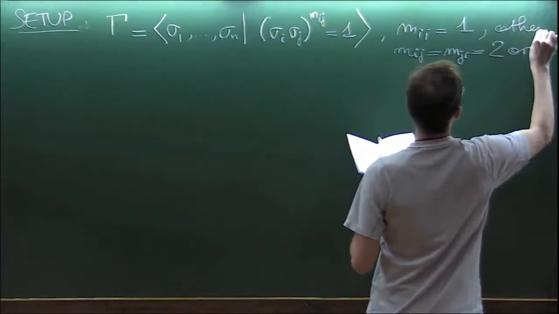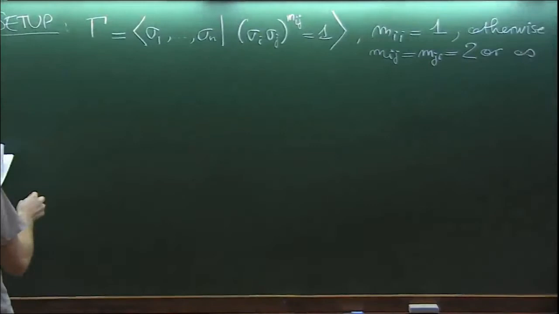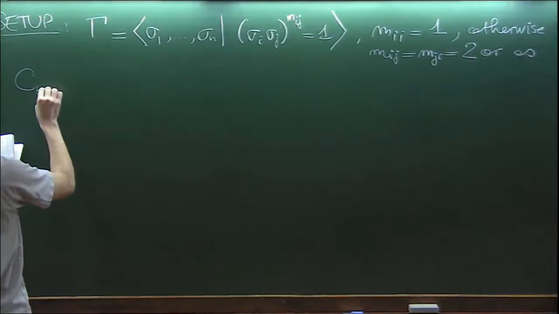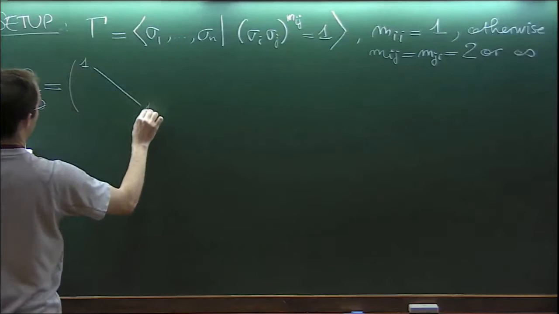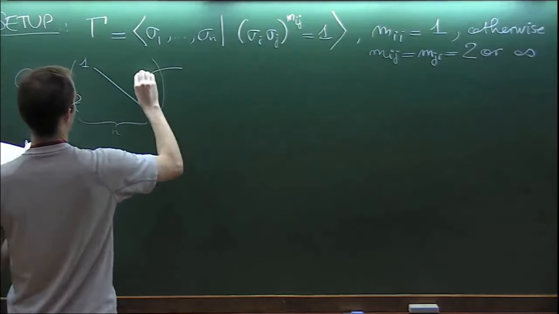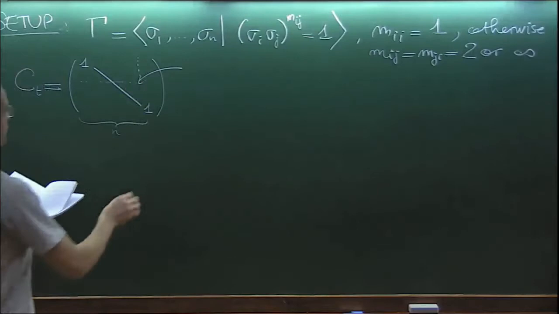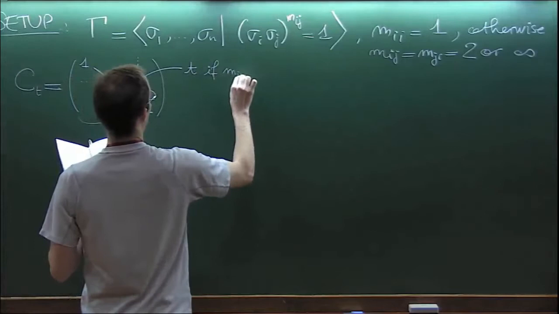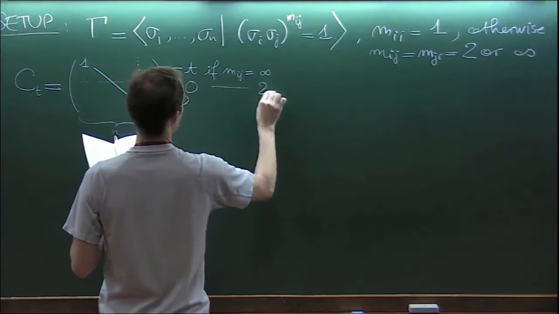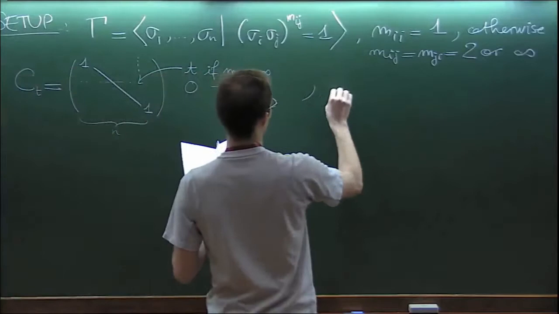So from this data, we built a Coxeter matrix. Let me call it C sub t, which had 1 on the diagonal, the size is n. And at the other entries, the coefficient was t if m_ij is infinite, and 0 if m_ij equals 2, t being any number less than minus 1.